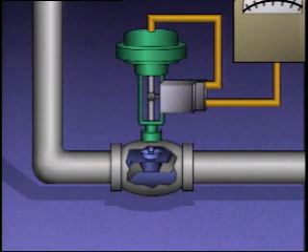If we move the positioner to one side, we can see that a mechanical linkage joins the valve stem to the positioner. This linkage, often called the feedback linkage, indicates the valve's position to the positioner.